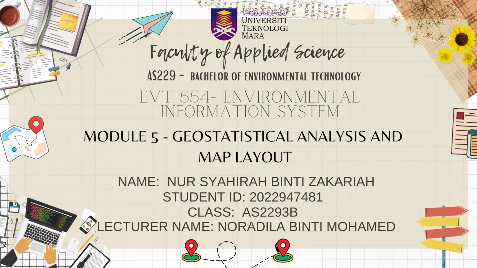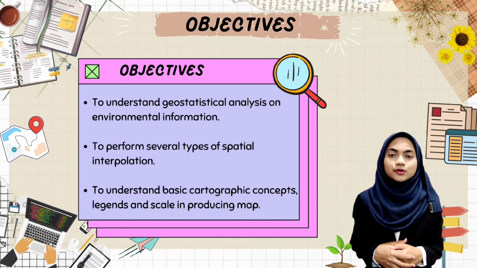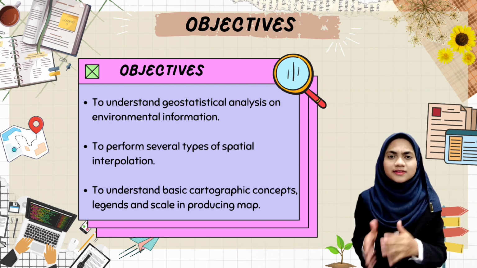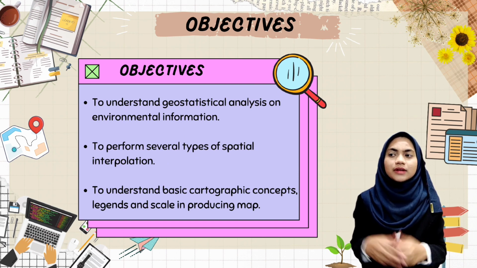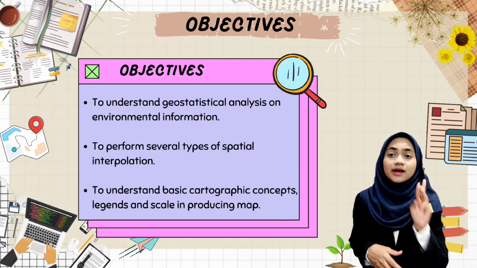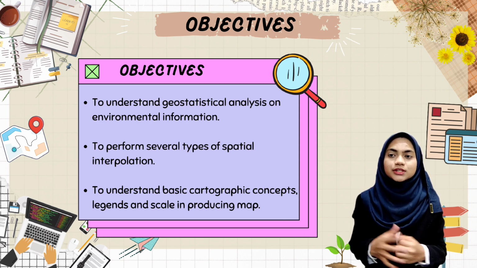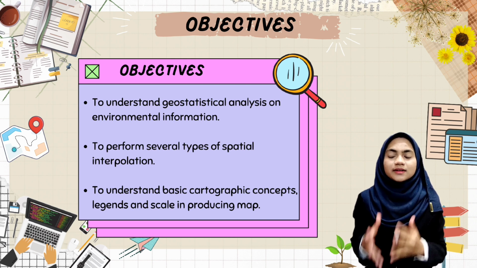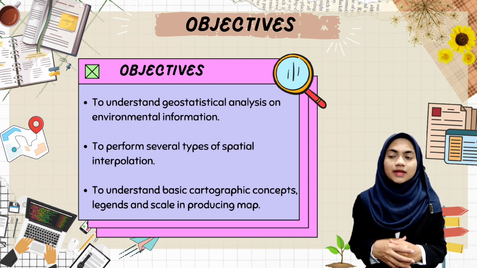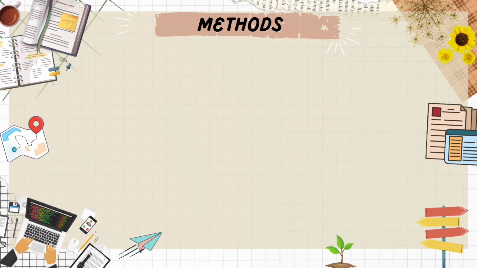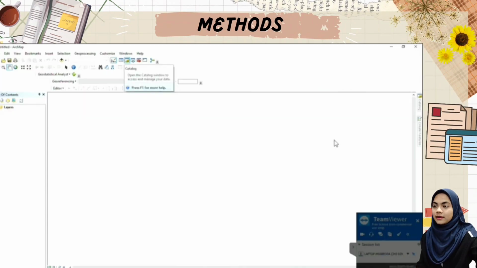Geostatistical Analysis and Map Layout. So, the objectives for this module are: first, to understand geostatistical analysis on environmental information. Second, to perform several types of spatial interpolation. Third, to understand basic cartographic concepts, legend and scale in producing a map. And now, we will start with the method.